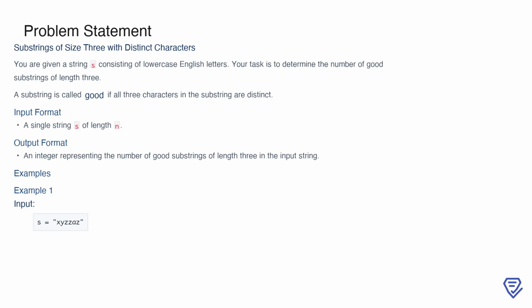The input we are working with is a single string S made up of lowercase English letters, and the output we need to produce is an integer that represents the total count of these good substrings. Let's start with an example to make this more concrete.